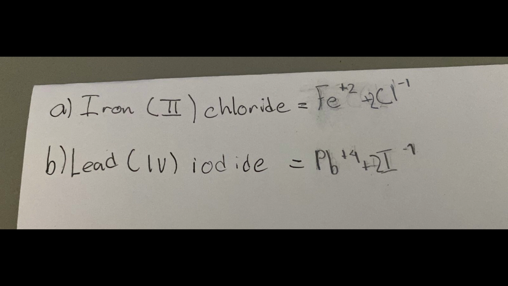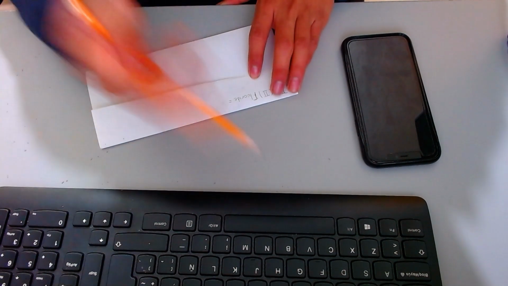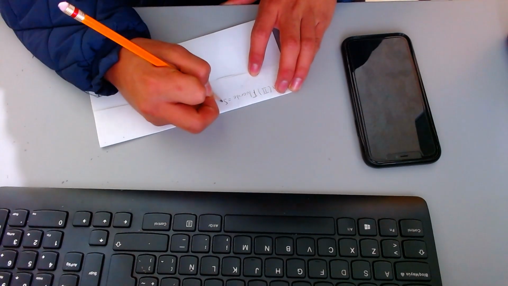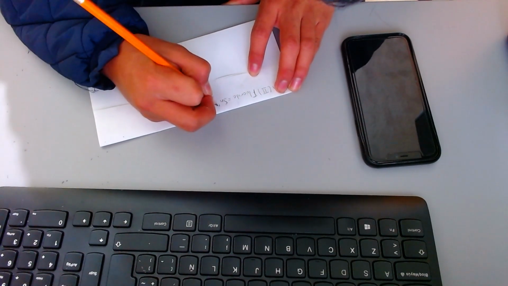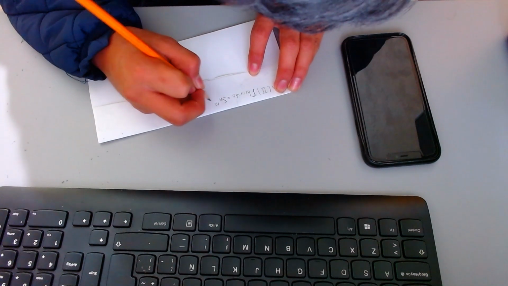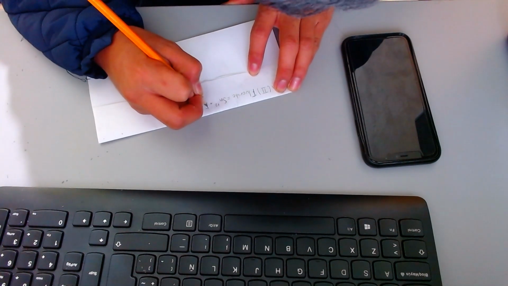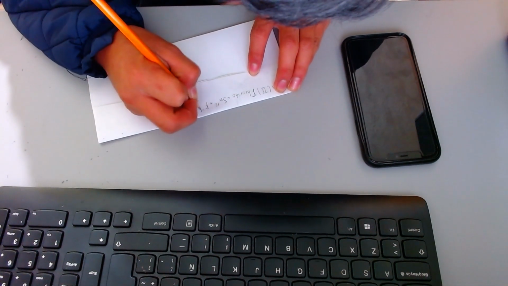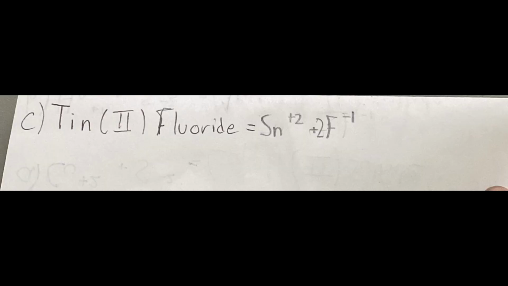Finally, we have tin, which is Sn. We place the +2 which is its ionic charge, and we continue with fluoride. We check what ionic charge it has, in this case it is -1, so we place F -1 and a 2 at the bottom to add up to 0 between the two ionic charges.